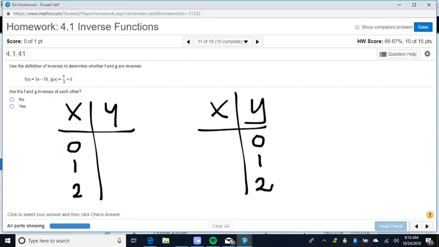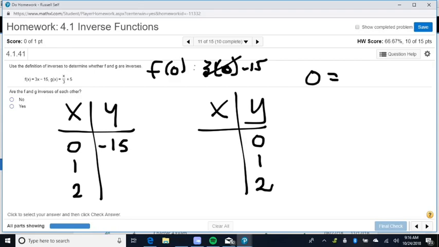So let's first choose 0. We like 0 because in the first one, f of 0 is going to be 3 times 0 minus 15. In other words, the 3 times 0 is going to go away, gives you minus 15. Now let's see what happens on the other side and see if we put y equals 0, if that gives us the same thing. Be careful, don't put it as x. That won't work. All right?